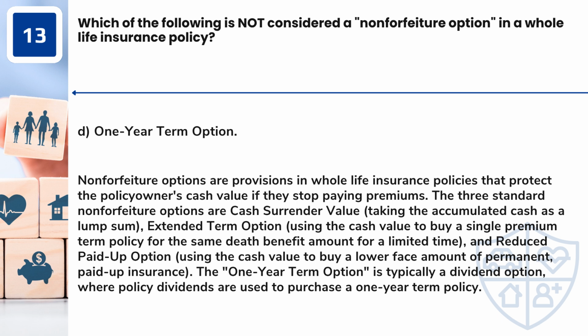Non-forfeiture options are provisions in whole life insurance policies that protect the policy owner's cash value if they stop paying premiums. The three standard non-forfeiture options are cash surrender value, taking the accumulated cash as a lump sum; extended term option, using the cash value to buy a single premium term policy for the same death benefit amount for a limited time; and reduced paid-up option, using the cash value to buy a lower face amount of permanent, paid-up insurance. The 1-year term option is typically a dividend option, where policy dividends are used to purchase a 1-year term policy.